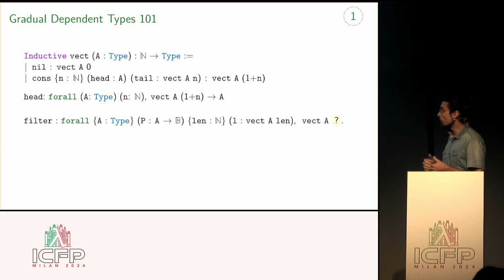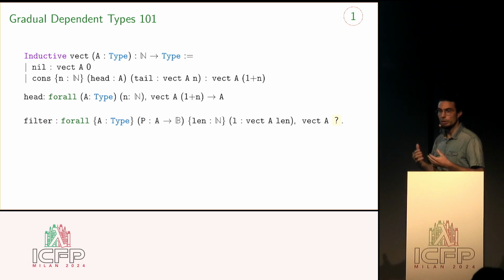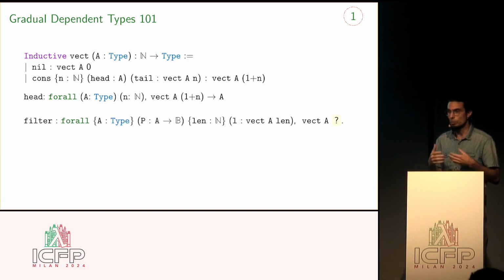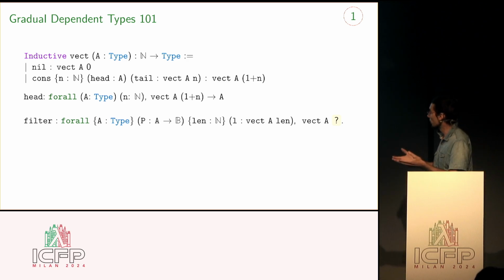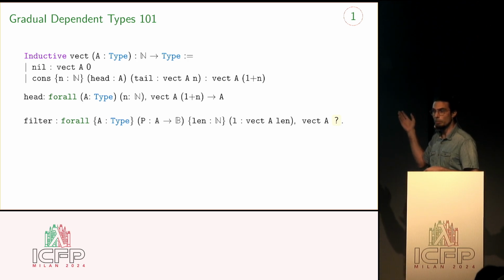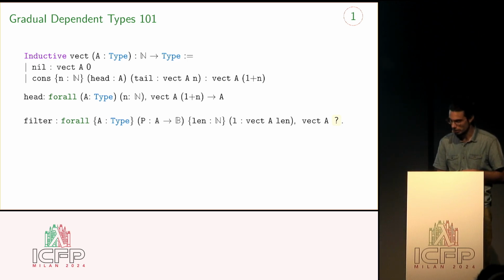We could also define more complex functions, such as a filter function that takes a predicate p and filters some vector, but then the length of the resulting vector is more complicated to compute because it depends on the dynamic value of the input vector. In such a case, gradual dependent types allow a universal placeholder called the unknown, which is materialized here with this question mark.